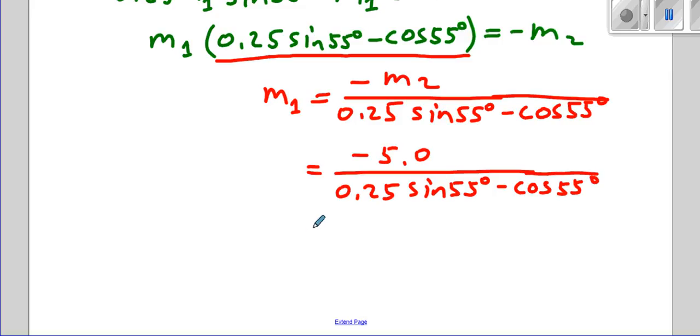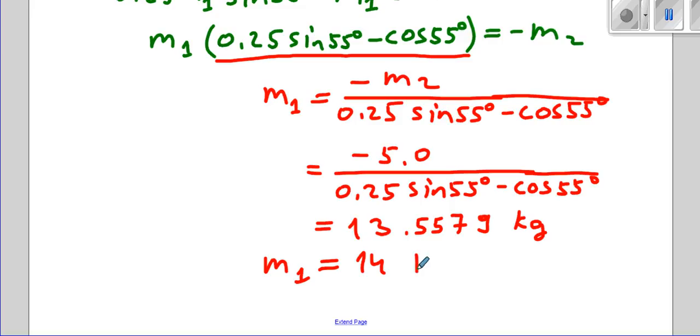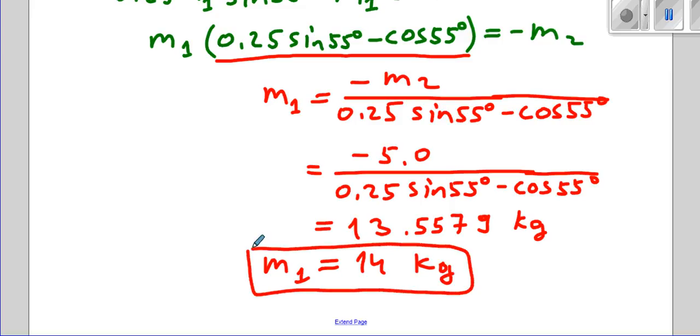You put this in a calculator, you will get something like 13.5 kilograms. And if you look at significant digits, it should be around 14 kilograms. So this is the maximum mass that M1 can have before it starts moving, and that is it.